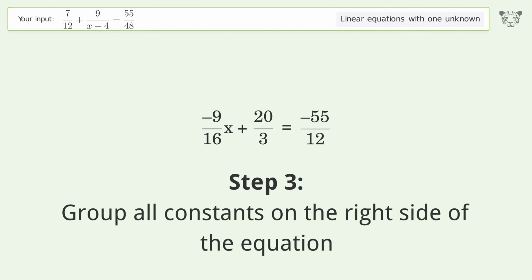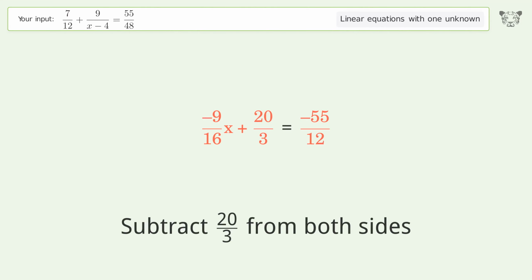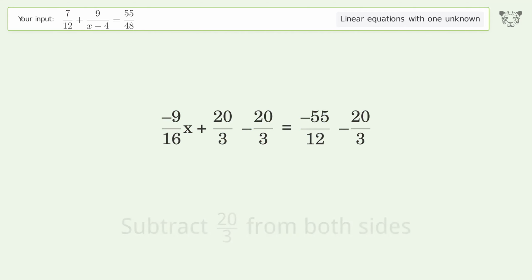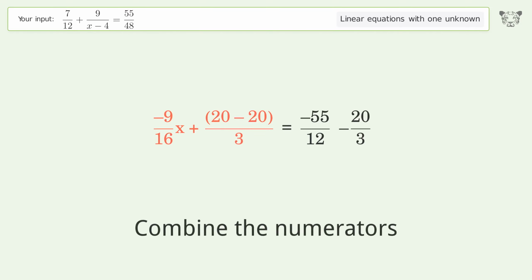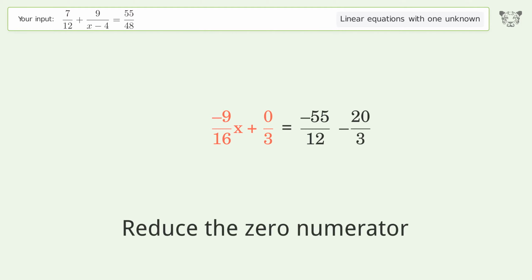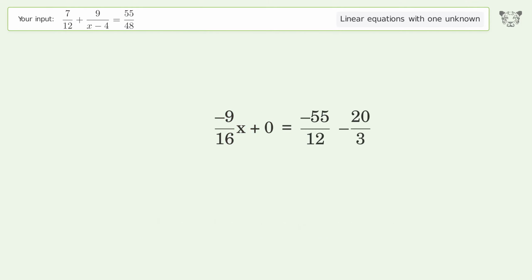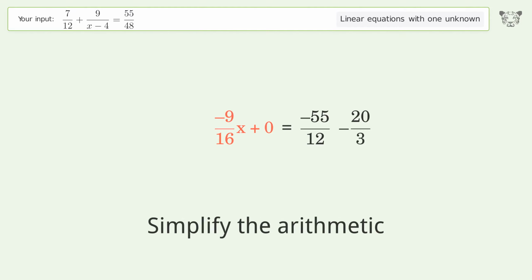Group all constants on the right side of the equation. Subtract 20 over 3 from both sides. Combine the fractions. Combine the numerators. Reduce the zero numerator. Simplify the arithmetic.